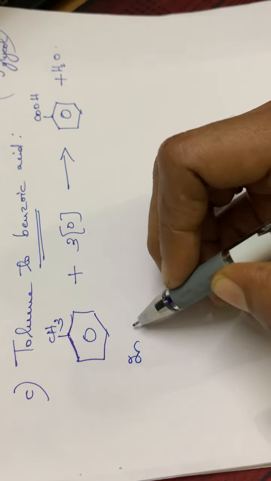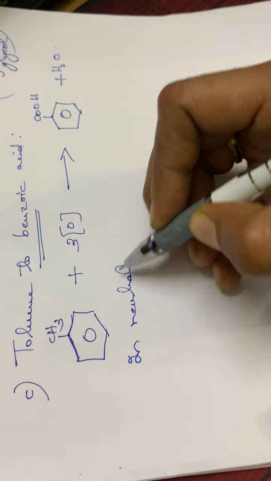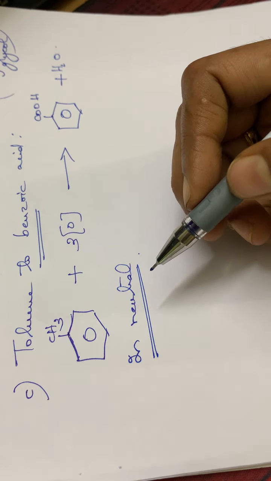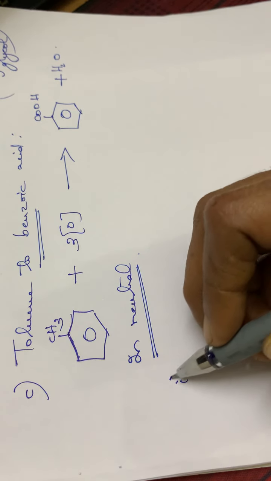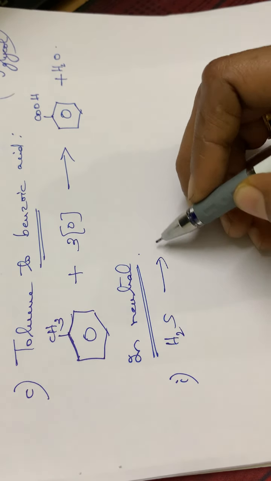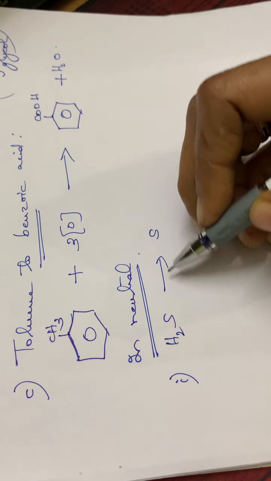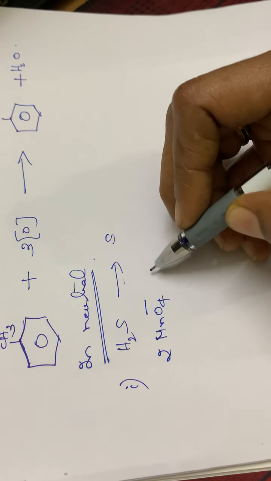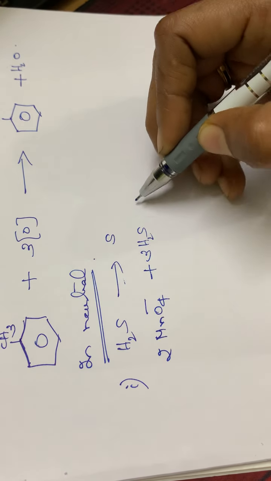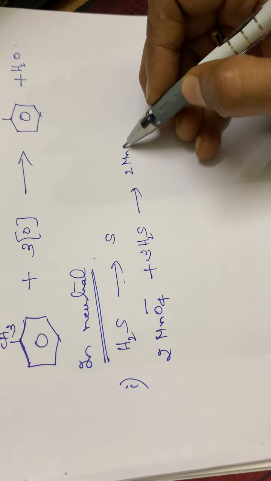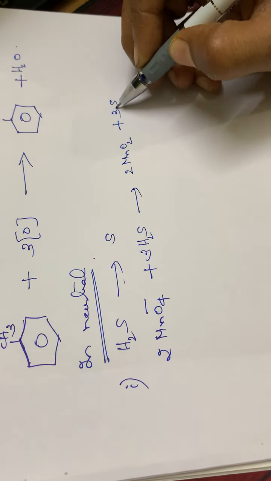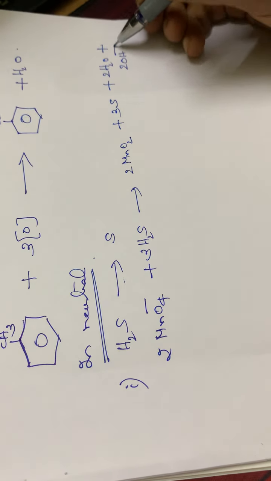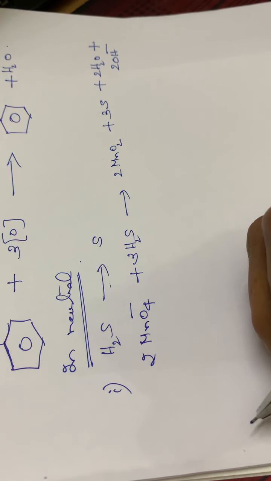Then the next is in neutral solution. So we have seen so far in acidic medium as well as in alkaline medium. Then the next one is in neutral medium. The first reaction in neutral medium: hydrogen sulfide is oxidized to sulfur. So the reaction will be 2MnO4 minus plus 3H2S, hydrogen sulfide. Then the products will be 2MnO2, manganese dioxide, plus 3S, sulfur, plus 2H2O plus 2OH minus. Okay, that is the first reaction.